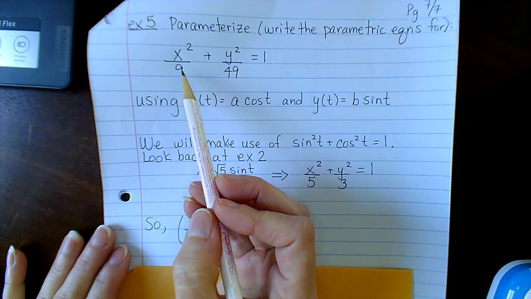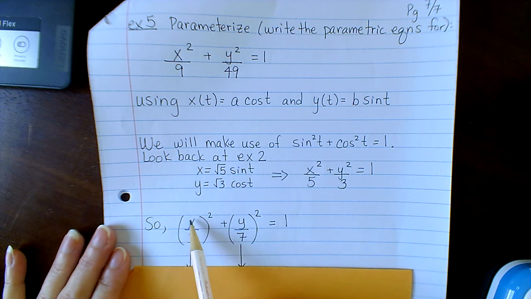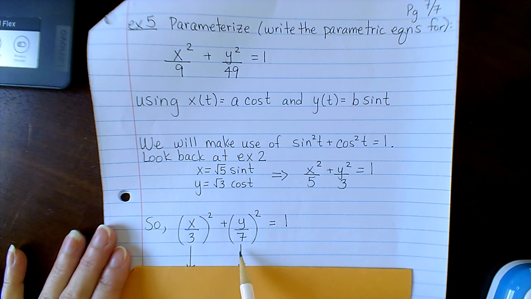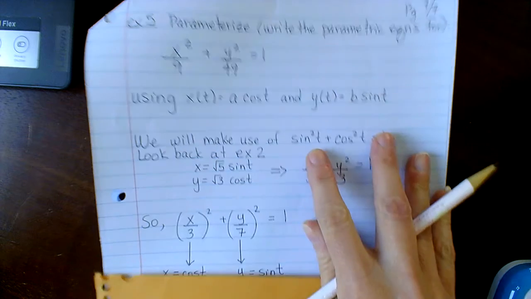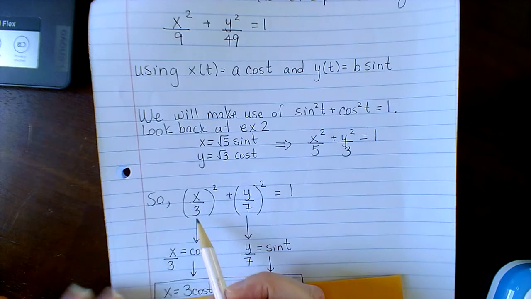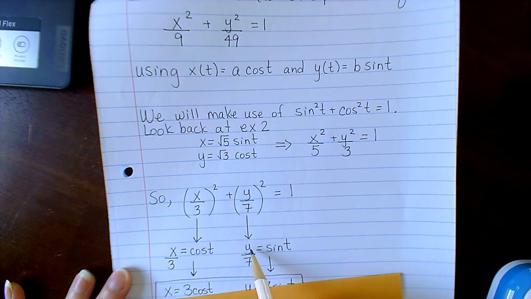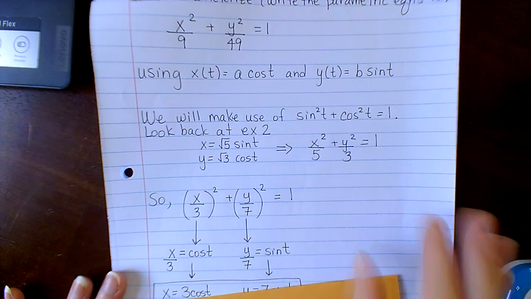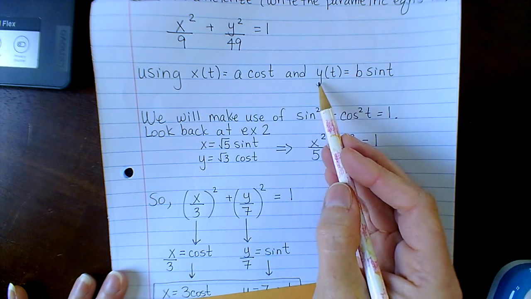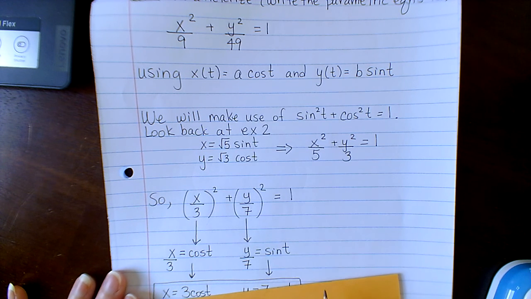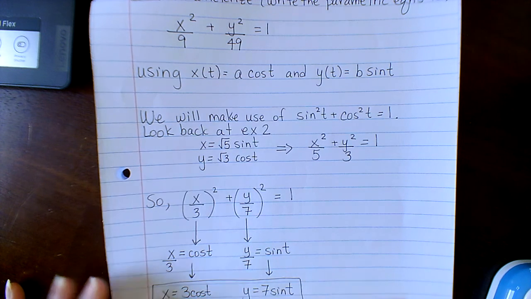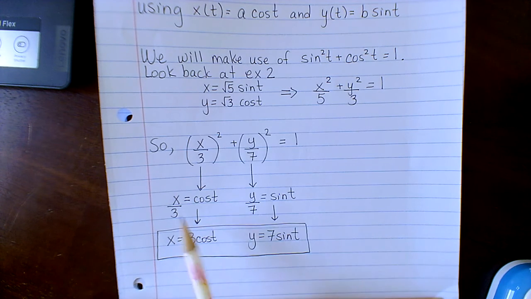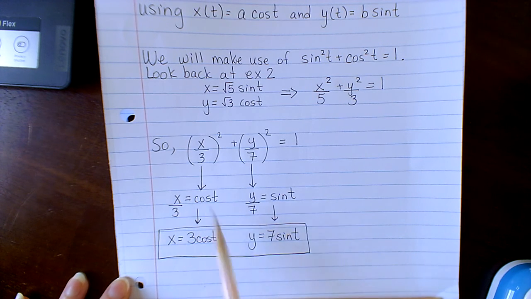So here's what I did. I took the original equation and I rewrote it as x over 3 all squared plus y over 7 all squared. So if that's the case, then this is going to be my cosine, that's going to be my sine. Now, how did I know that? Because it said to use sine for the y one, so the y one's my sine. So I get that x over 3 is my cosine, that y over 7 is my sine. And then just solving this for x, I multiply both sides by 3. Solving this one for y, I multiply both sides by 7.